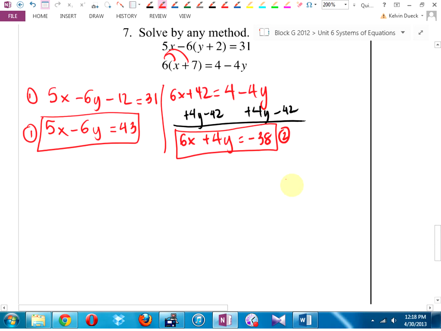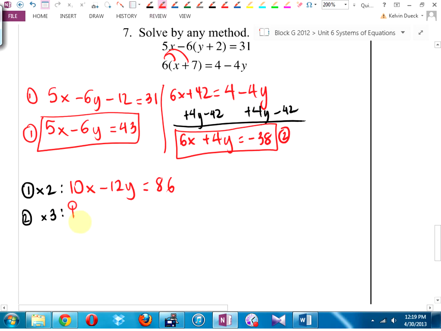I think elimination. Let's get rid of the y's. To do that, I'm going to multiply equation 1 by 2. That turns it into a negative 12. You could also multiply equation 1 by 4 and make 24s there. That's the quick and easy way. Yep, 10x minus 12y equals 86. Double check. Yes. And I'm going to multiply equation 2 by 3. That's going to give me a 12 there too.